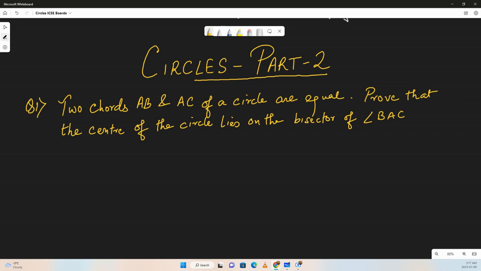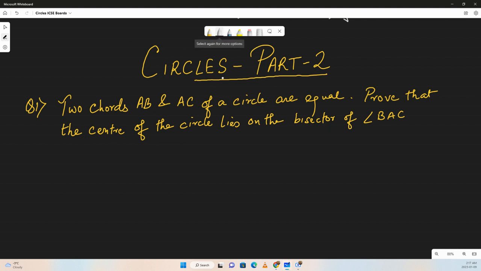So, today we are going to start with a question, which would be the revision for the theorems that we learned in the first session, and then we'll move on to more theorems on circles after we solve this question. So, as always, give this question a try, and then we are going to come up with the solution.